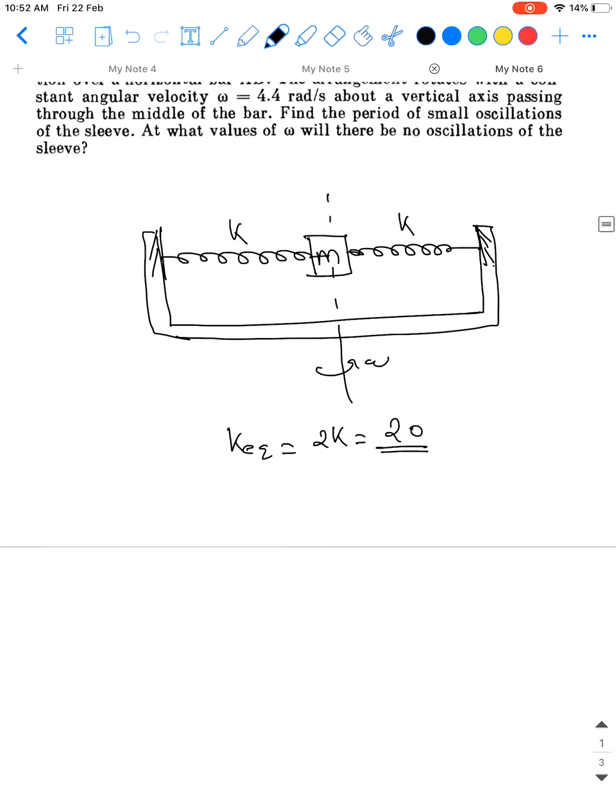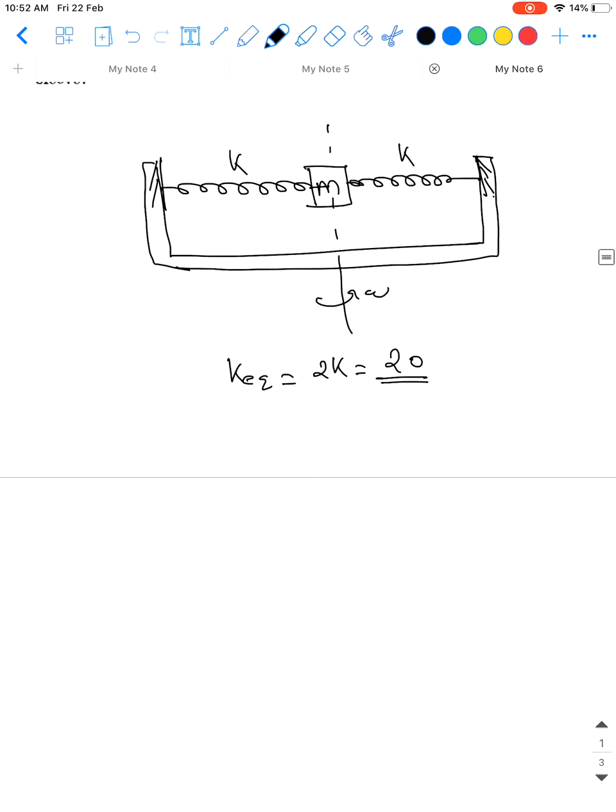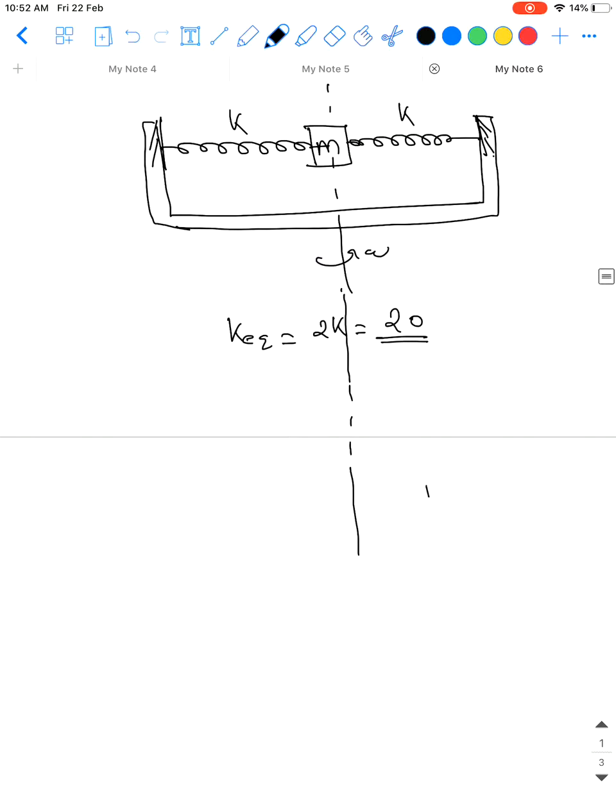Now just consider that this object is displaced from its mean position by a distance, let's say, equal to x. So we can find out what are the forces acting on this object. There will be a restoring force which is exerted by the spring on the left side, that we can take as kx along this direction.